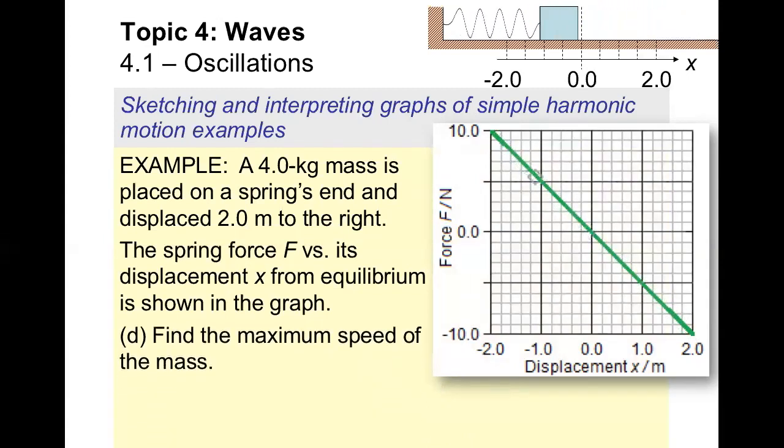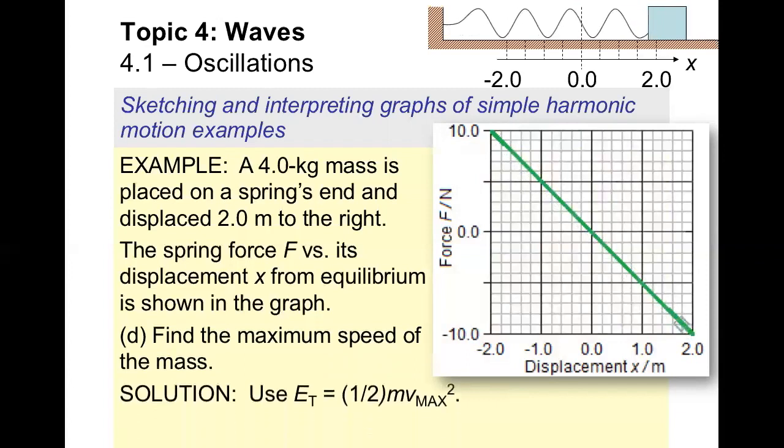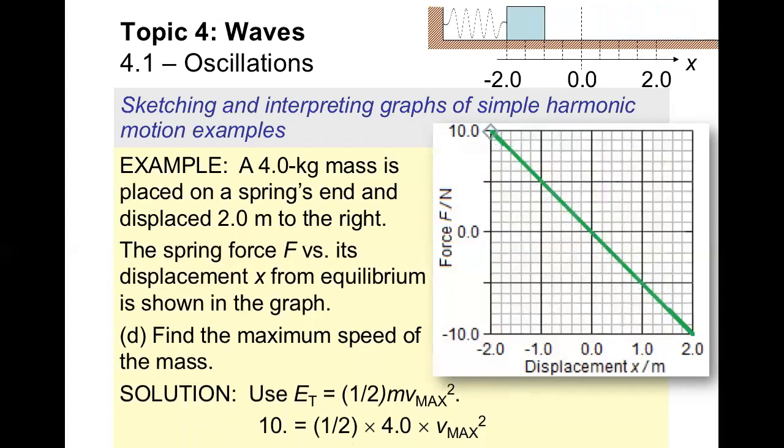Find the maximum speed of the mass. So we're looking for the maximum speed. We can also say total energy is equal to kinetic energy. And of course, we are going to use the equilibrium position because we know that there is no potential energy in the equilibrium position. So we have 10 is equal to 1/2 times 4, which is the mass, times v squared, where v is the maximum speed. So that means that at the equilibrium position, it is moving at 2.2 meters per second.